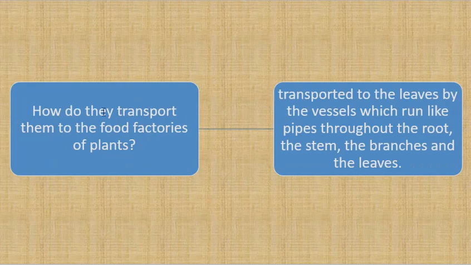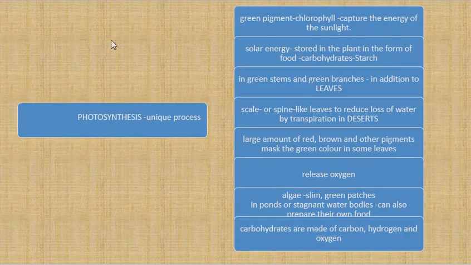Now, how is food or the raw material transported? The raw materials are transported to the leaves by the vessels which run like pipes throughout, from the root to the stem to the branches to the leaves. There are pipe-like vessels formed by the cells of the plant that transport the materials from different parts to the leaves.